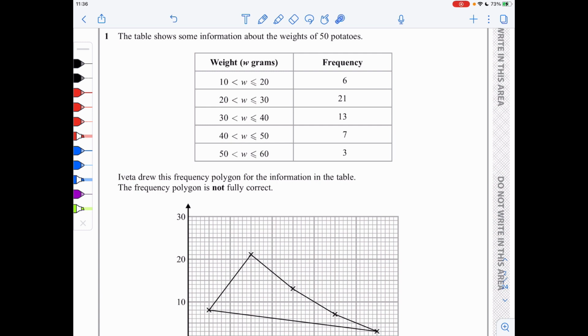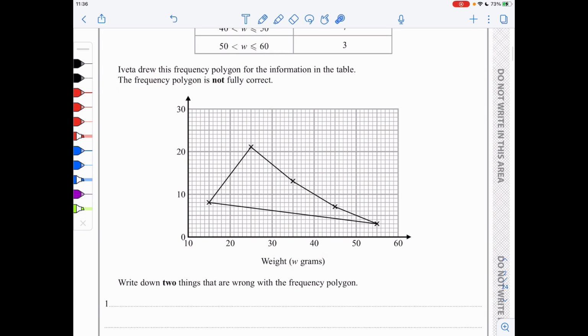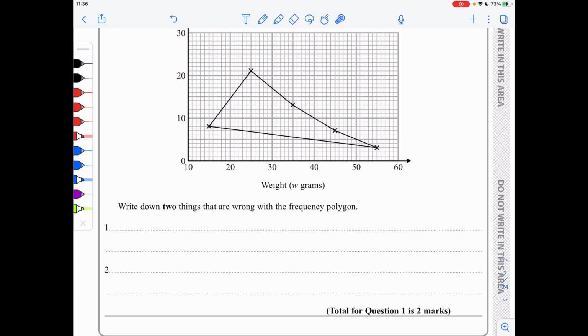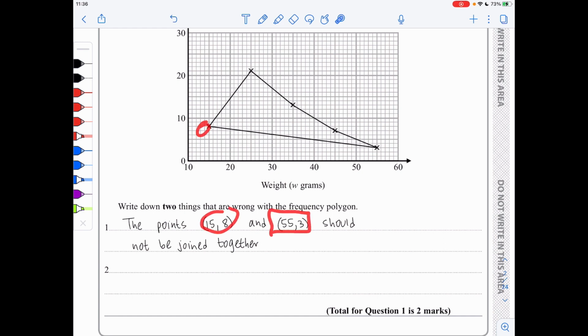In question 1, we are given a frequency polygon, but it's not fully correct, and we need to identify two things that are wrong with this frequency polygon. Well, obviously the first one to note is that this straight line joining these two points should not have been drawn. So we simply say that the points (15, 8) and (55, 3) should not be joined together.